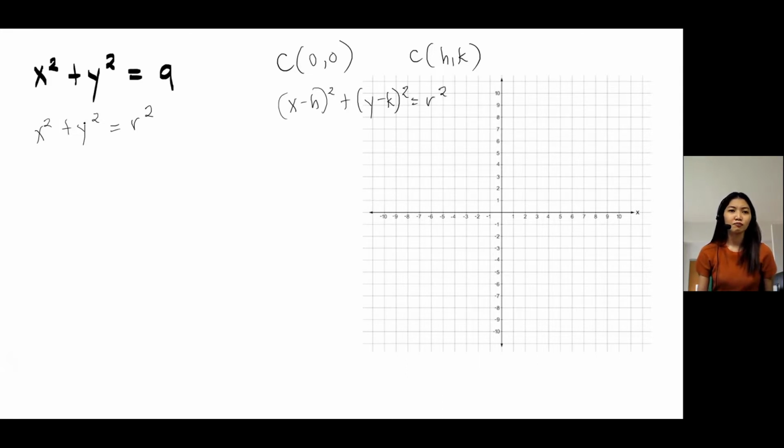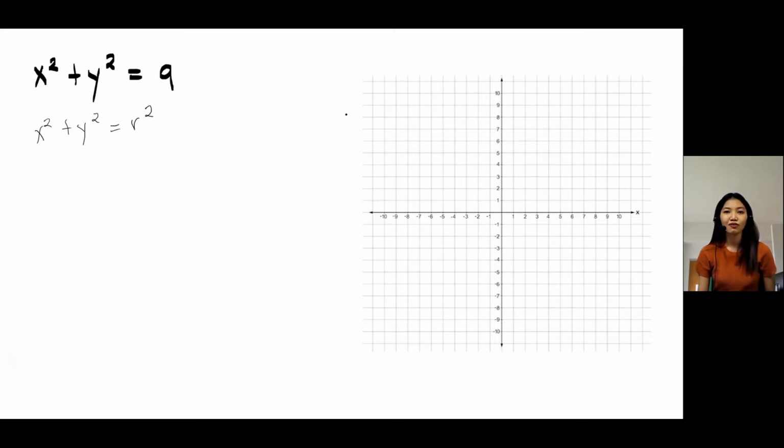Okay, so in our given example, number 1, what we have here is x squared plus y squared is equal to 9. So this is the standard form of the equation of the circle with the center 0, 0. So if the center is on the origin, what we are going to do is just get the value of r, and the center is automatically 0, 0 po. As you can see, the equation is x squared plus y squared is equal to 9. And this is the equation of the circle with the center 0, 0.